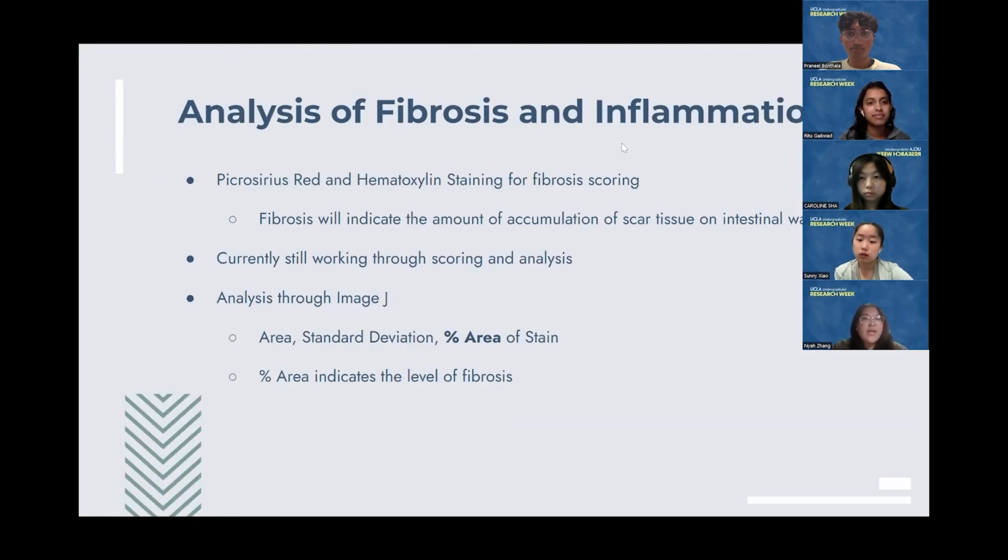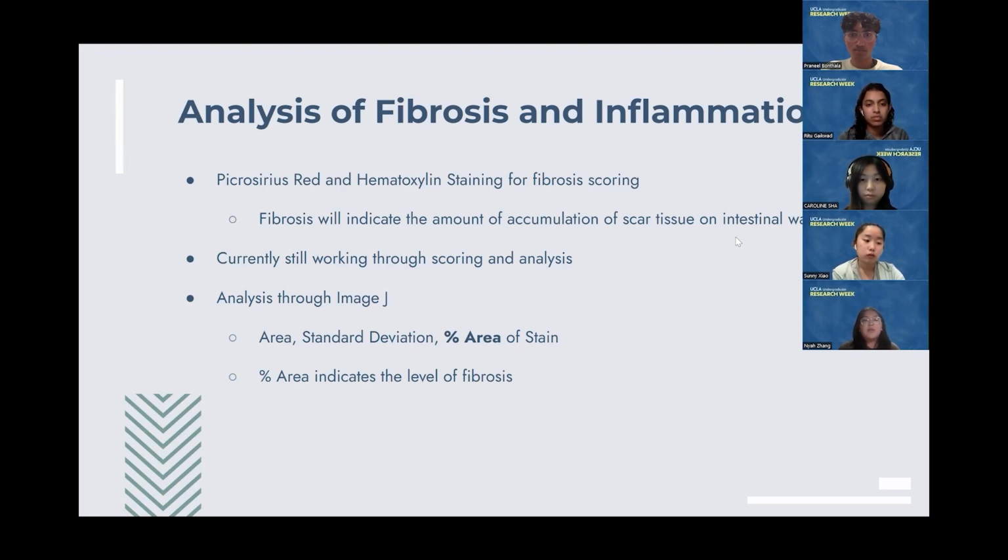In terms of the analysis, we're focusing on the fibrosis staining, which is indicating the amount of accumulation of scar tissues on the intestinal walls and on the different parts of the intestine that we have already isolated. When we're doing the analysis of the staining, the slides are all mixed up between the OTU type 1 and OTU type 2, so we aren't able to determine just by looking at the slide which OTU they're part of. We're still currently working through the scoring and analysis of all of the slides, so we won't be able to determine how significant each of the values that we obtain are until we finish everything.